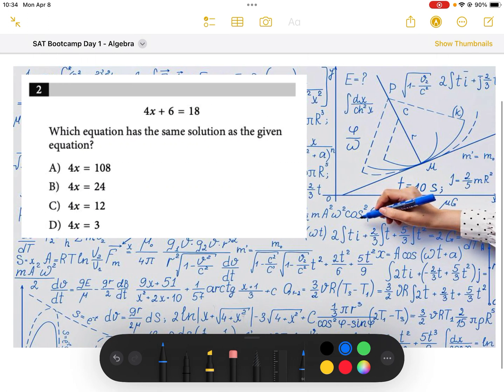Number 2 says 4x plus 6 equals 18. Which equation has the same solution as the given equation? Either A, 4x equals 108, B, 4x equals 24, C, 4x equals 12, and D, 4x equals 3. So go ahead, solve this problem.